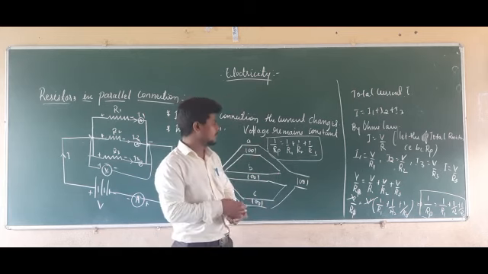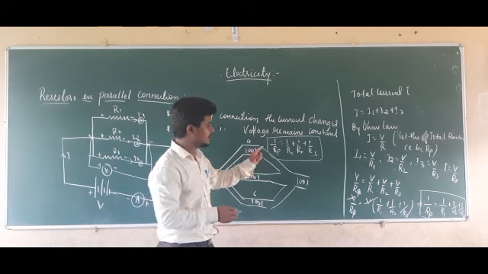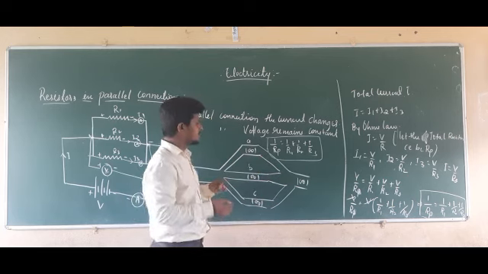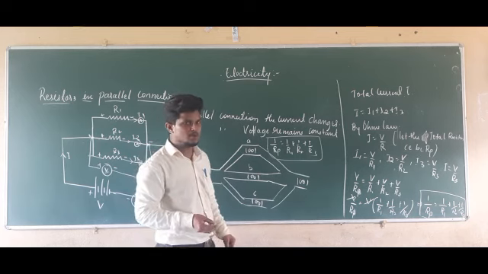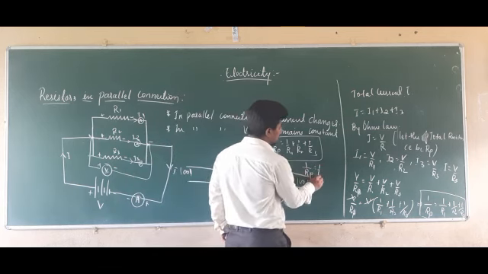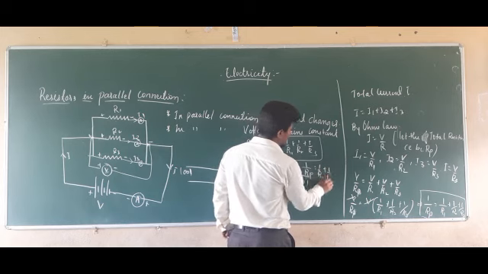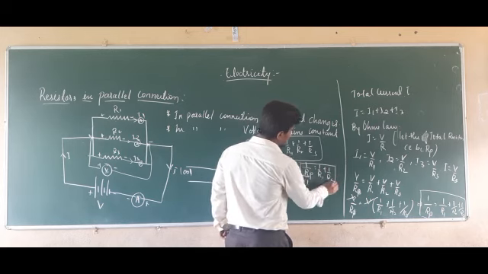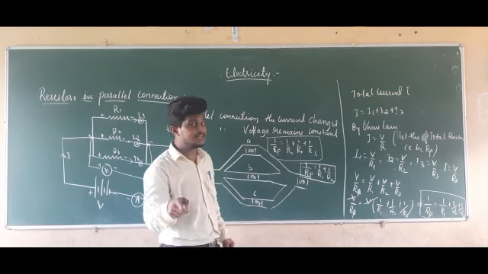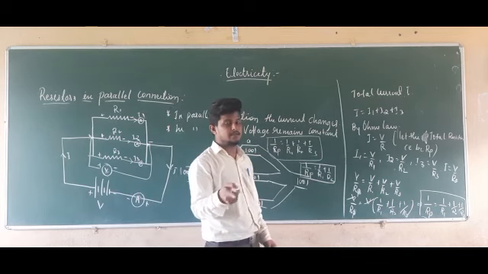So the formula for 1 by total resistance is 1 by Rp equals 1 by R1 plus 1 by R2 plus 1 by R3. If the number of resistors given is 2, then we calculate it as 1 by Rp equals 1 by R1 plus 1 by R2. So this is the total resistance in case of two resistors connected in parallel.